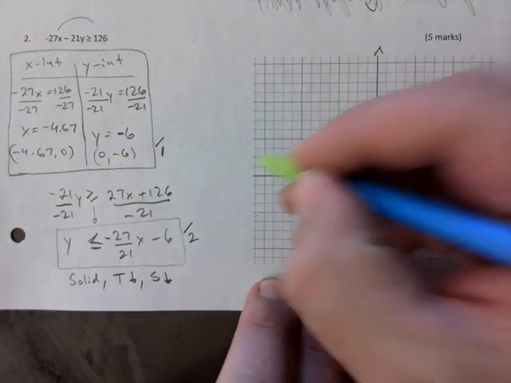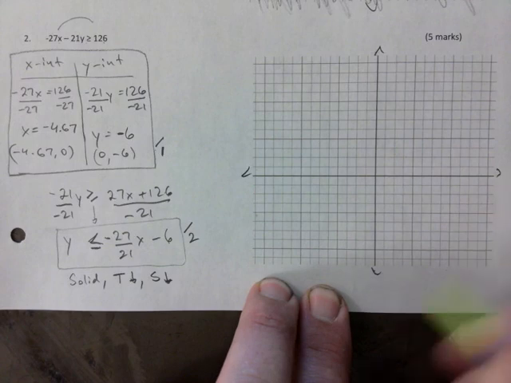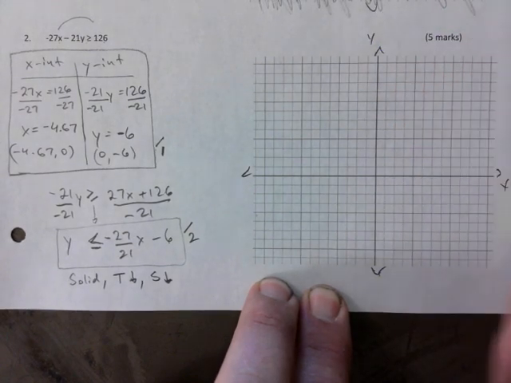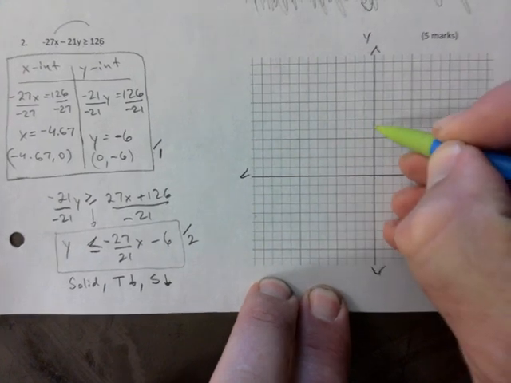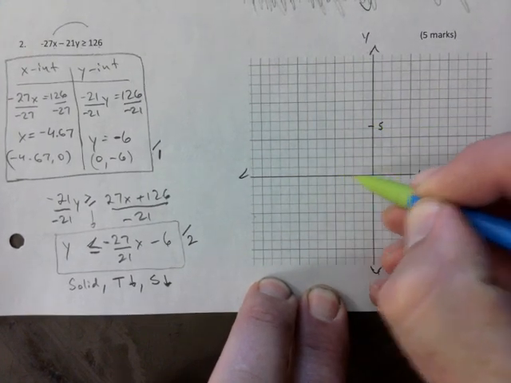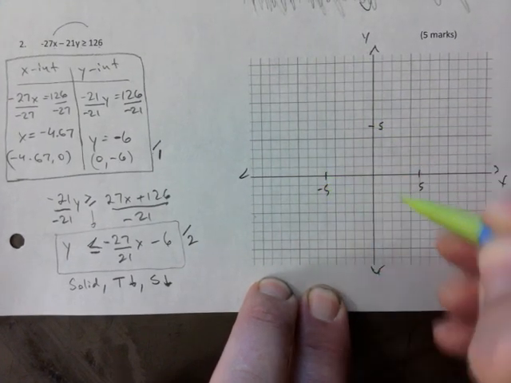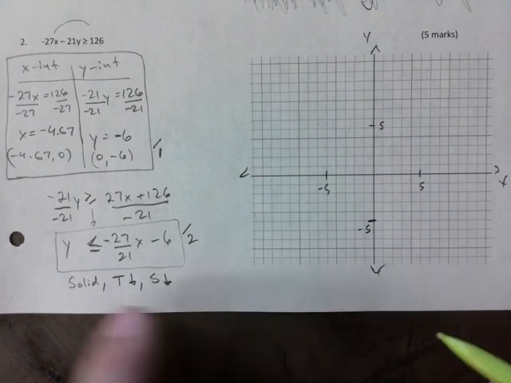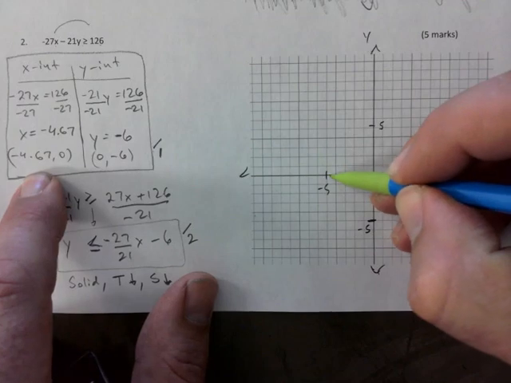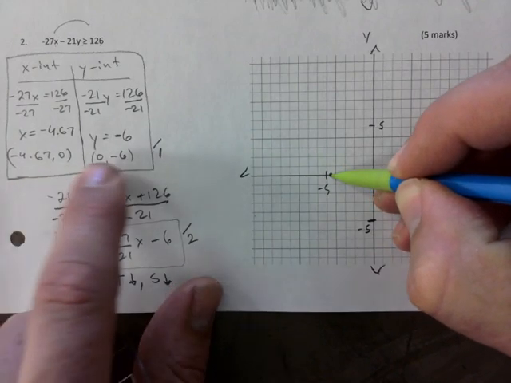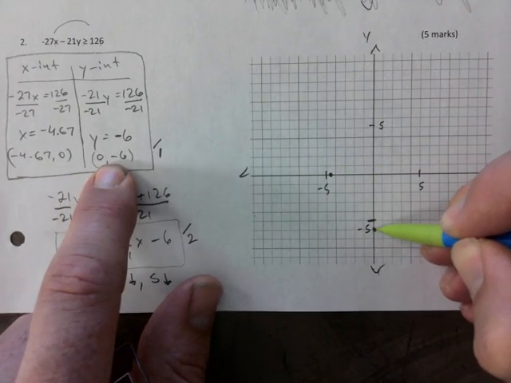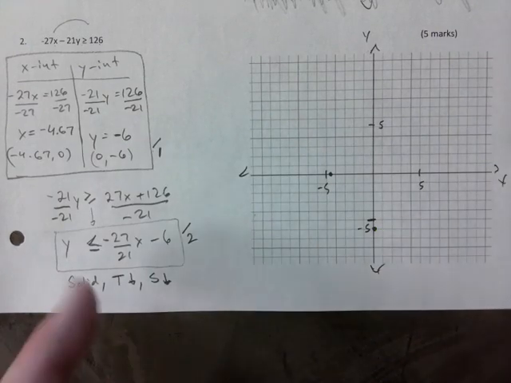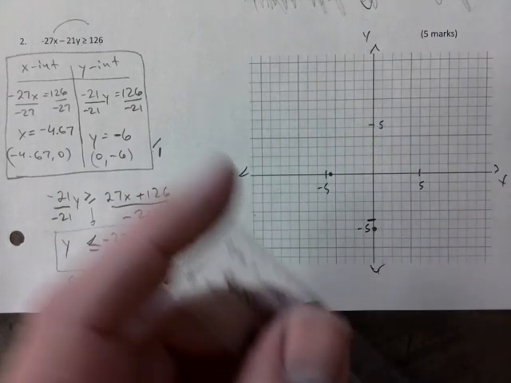Okay, so here we have it. X, Y. A scale of 1 is just fine. And so negative 4.67 is almost at the negative 5. 0, negative 6 is over here. Does it make sense for it to go down? Yes, because my slope is negative.